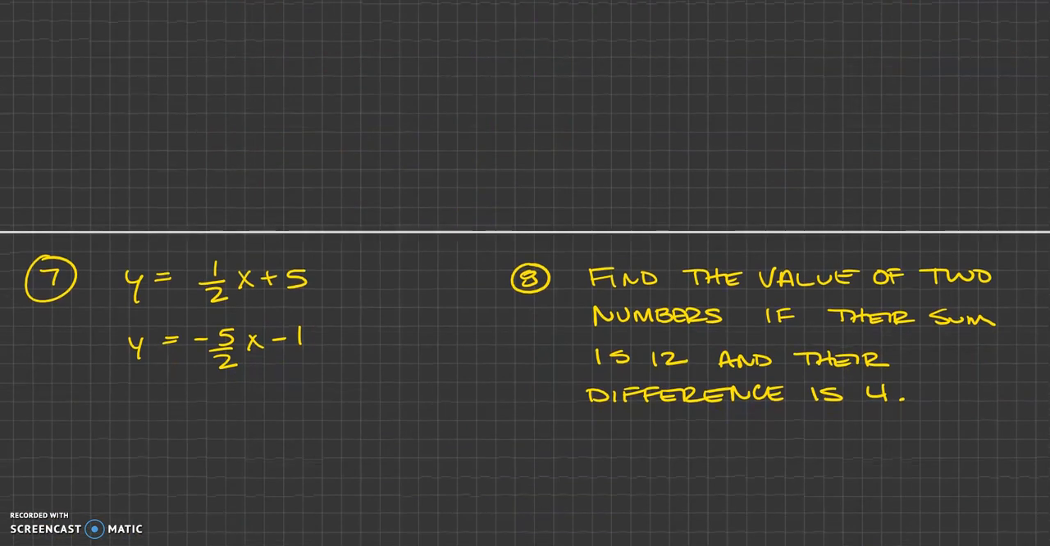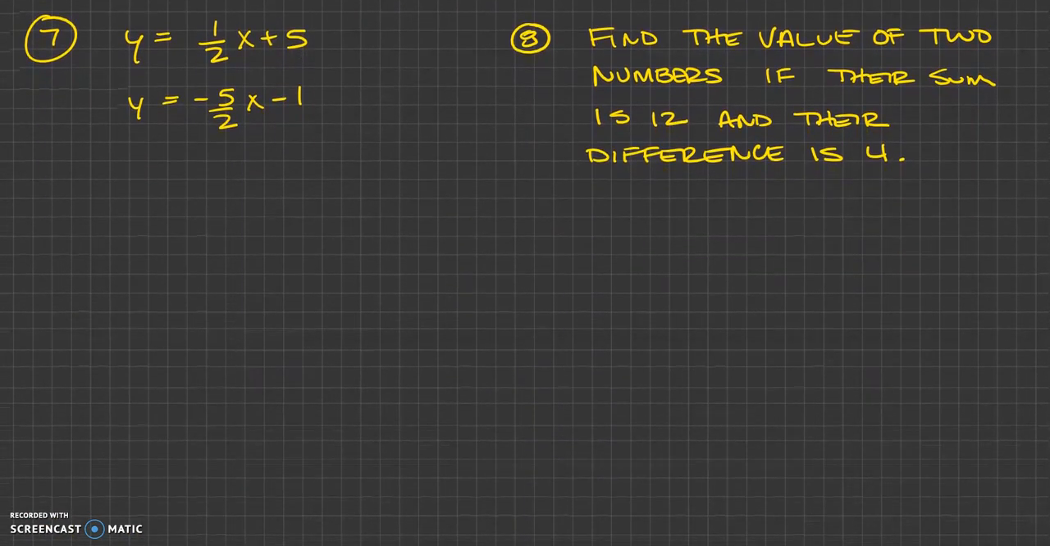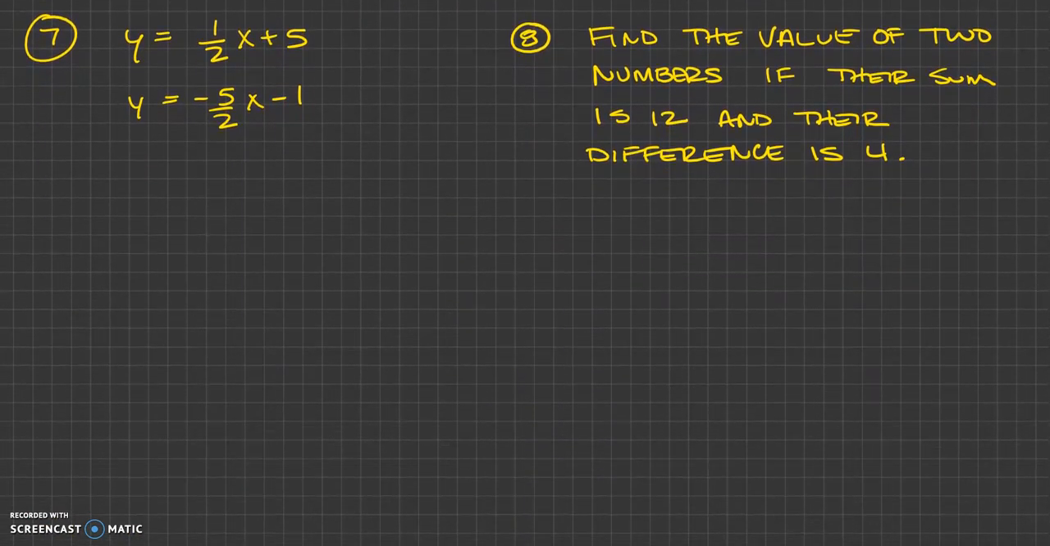All right, let's scroll way down here and get past this white bar. And there's 7 and 8. You can see we're starting to get into our word problems. Pause the video and give this a shot. All right, so this is a substitution problem. We see both of them are in the form of y equals. So let's just take -5/2 x minus 1 and place it for the y in the first equation.